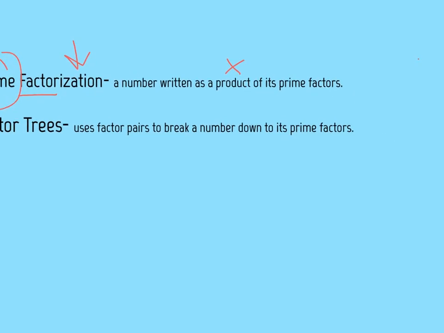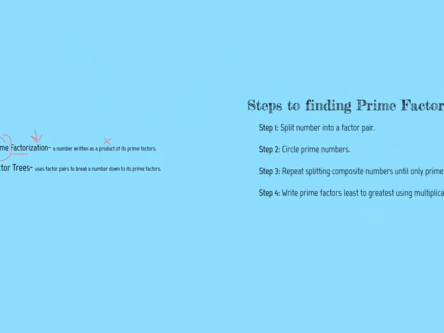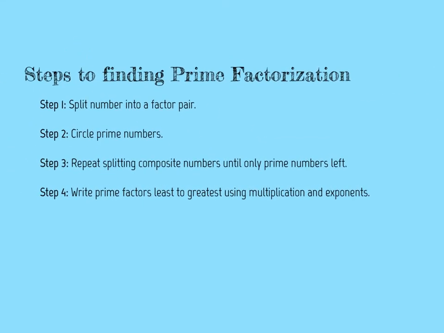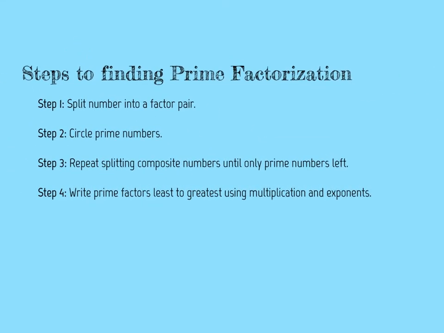So let's look at how we do this. I've got the steps written out for us. The steps for finding prime factorization: Step 1 is to split whatever number you are looking at into a factor pair. Once you've done that split, you're going to circle the prime numbers, if there are any. And then step 3 is just keep repeating, splitting those composite numbers until only prime numbers are left. So step 2 and step 3 kind of go together.